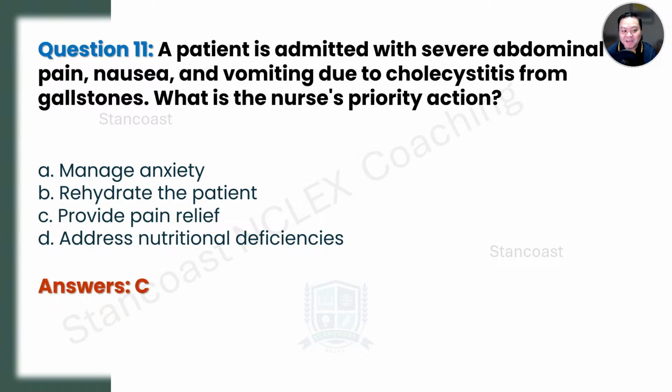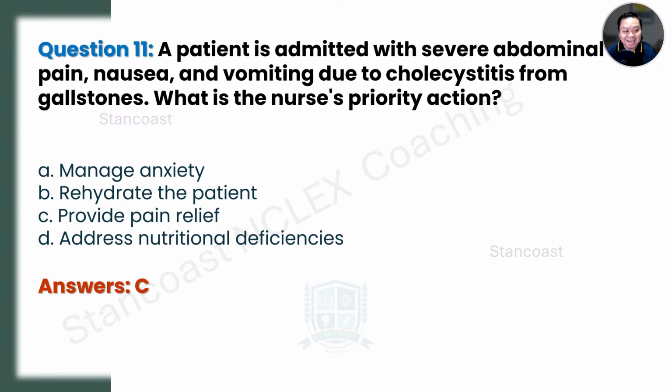We need to manage their severe pain, and this is the top priority because this is associated with a biliary spasm. So you got to administer that analgesic prescribed. This can also alleviate the nausea and the vomiting. When you are addressing the pain first, this will also reduce the occurrence of complications like dehydration and fluid loss or electrolyte loss.